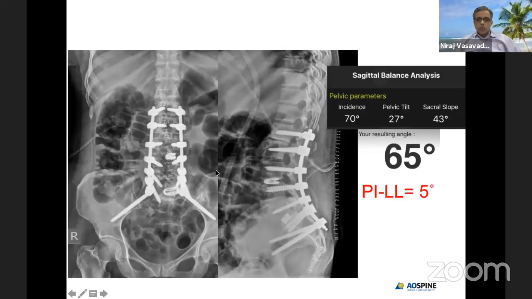And we could also restore good sagittal parameters for this patient. We could bring the PI minus LL down to 5 degrees, because the resulting lumbar lordosis was 65. So these are just two cases to stress segmental sagittal imbalance, because while doing a long fixation, if you don't respect your sagittal balance, your patients are bound to fail. So this is more like a mechanical failure than an implant failure.